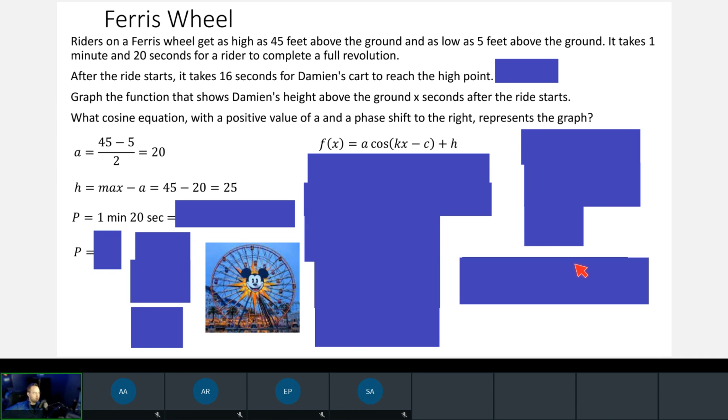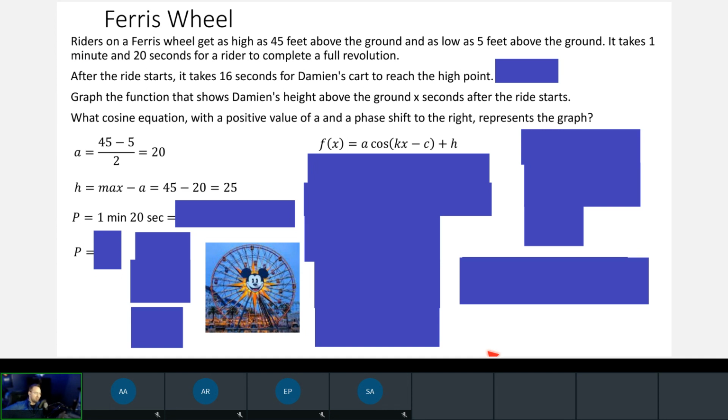What's the problem of me saying 1 minute, 20 seconds? Wait, is it 1 minute, 20 seconds? At 1 minute, 20 seconds. Yeah, so Caitlin's right. We're using two measures of time.